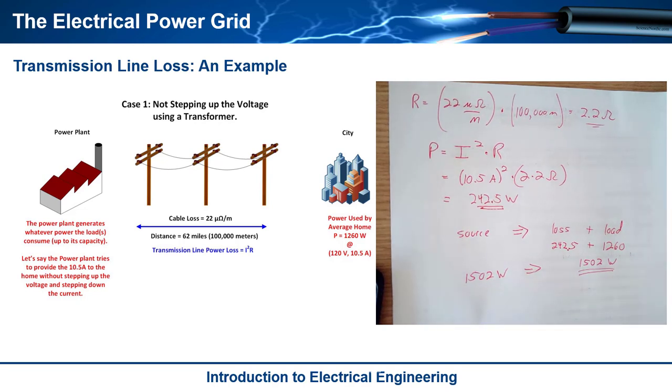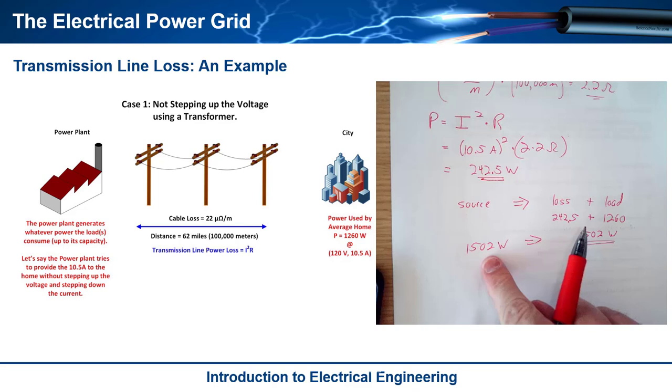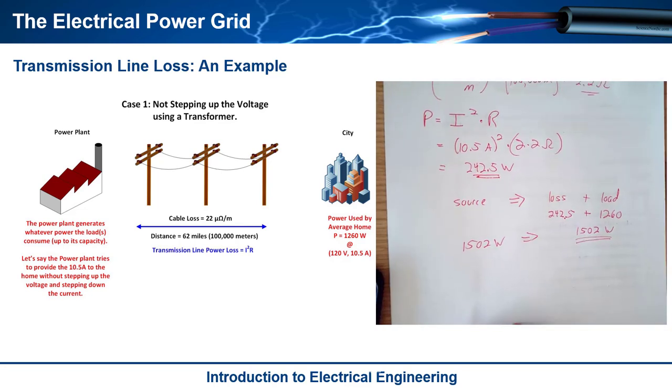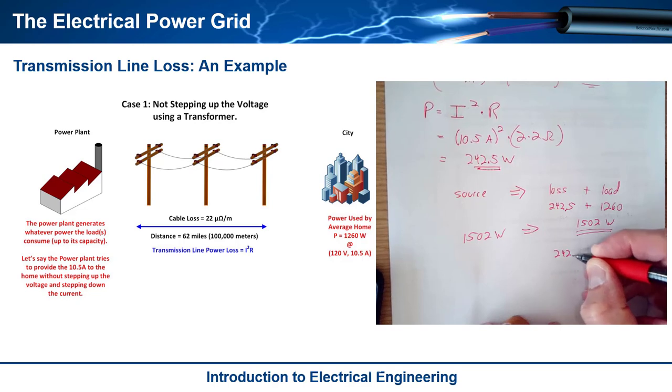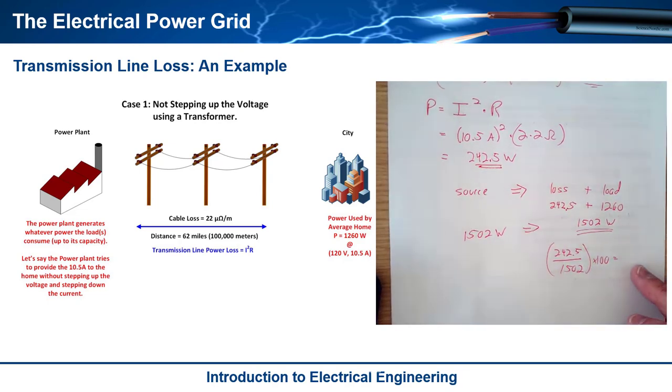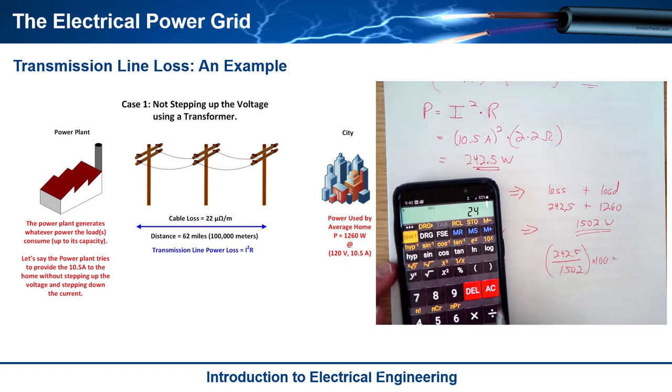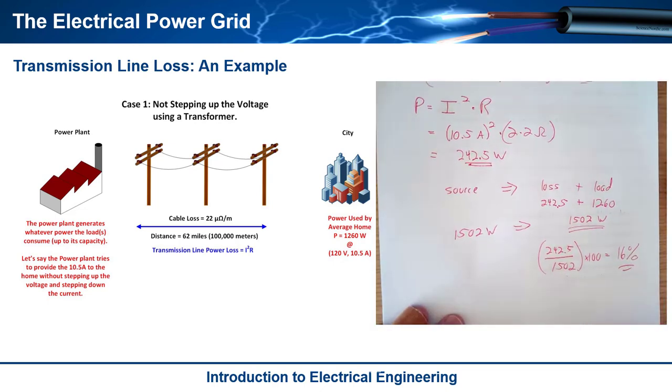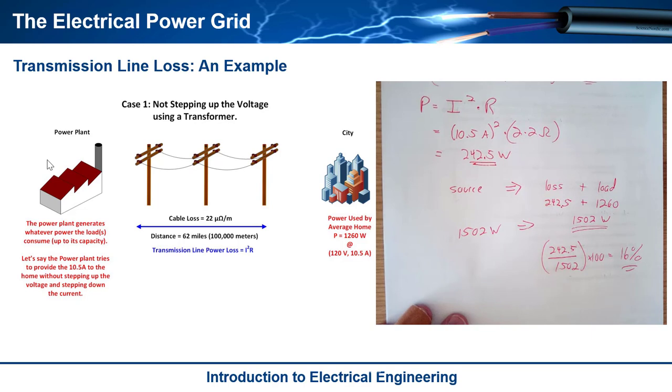You're looking at that and wondering, is that really bad? Let's take a look at how much power we just threw away as heat in the cables. I can take 242.5 divided by 1502 and multiply by 100 to figure out the percentage, and I'm left with 16%. That is a lot of power to just throw away. We have this very expensive generation plant, and we are just going to throw 16% of it away for no reason, just because we don't want to use transformers.